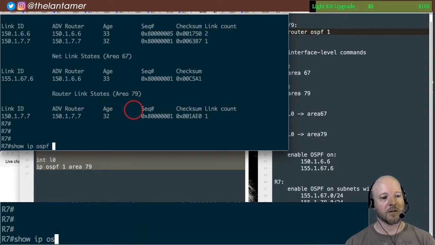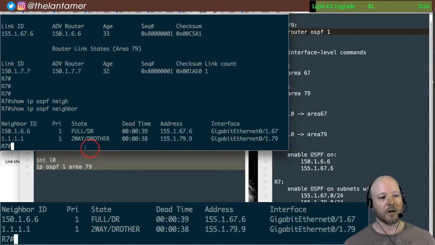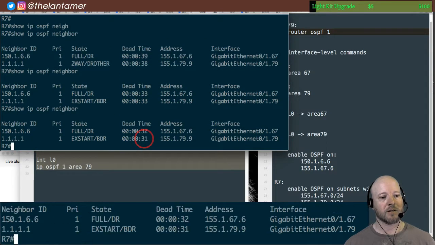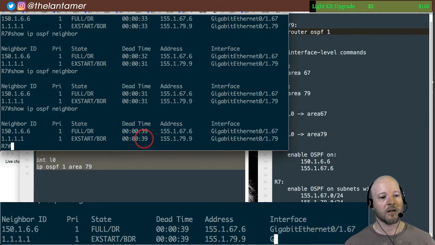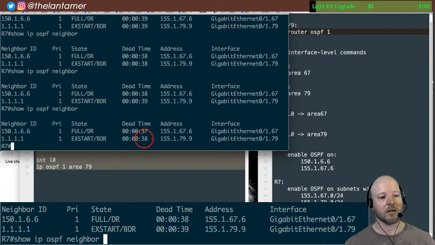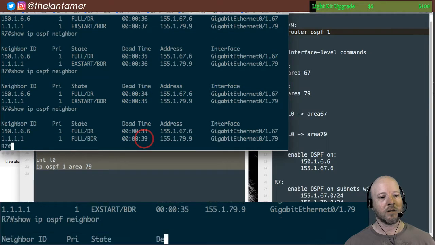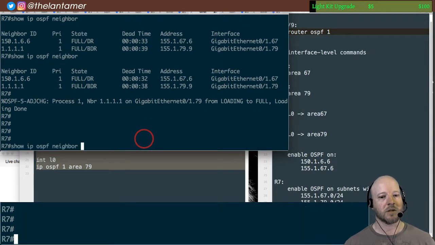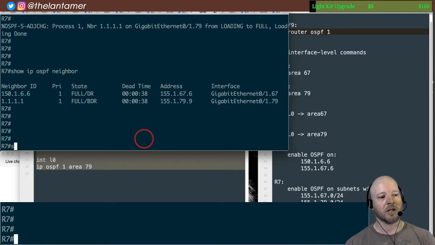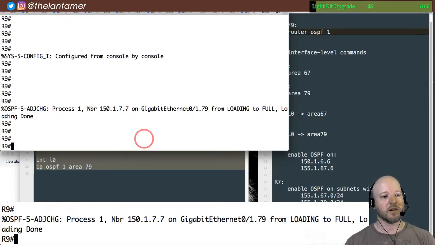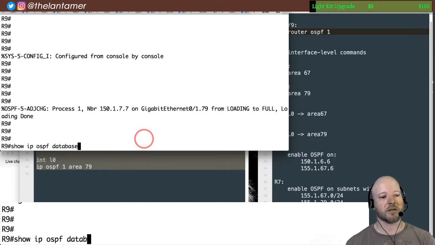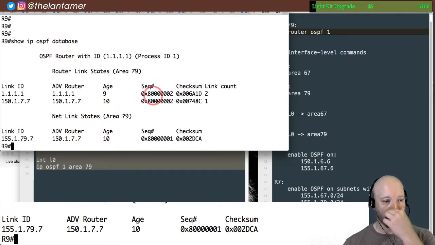Show IP OSPF neighbor. We can look at the state here, right? It's two-way, so it's still working. ExStart, okay. BDR. Full. That took a little time, but it's full now. So let's look at router 9, be easier there. Show IP OSPF database. Okay, so it basically looks the same.